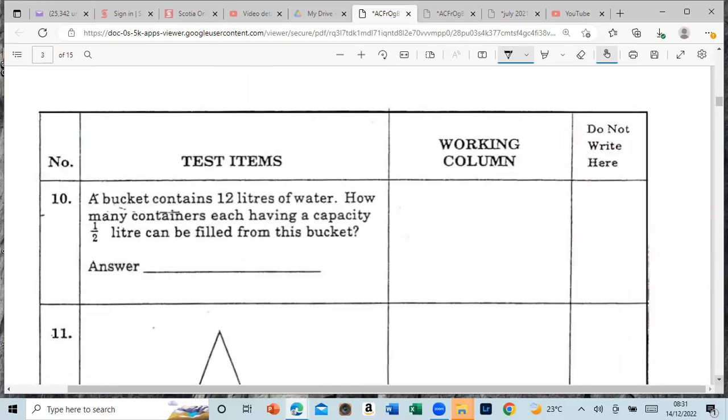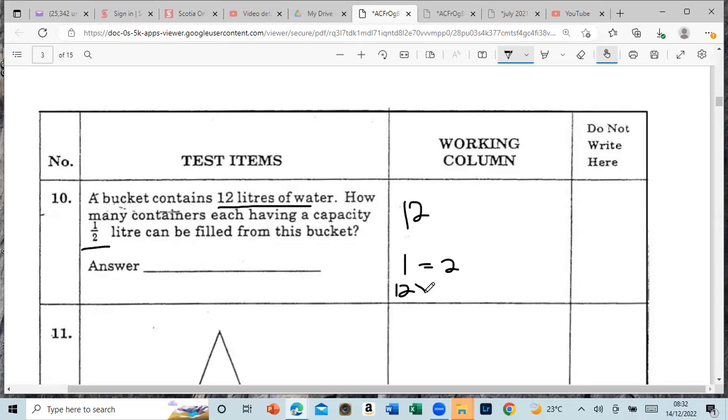A bucket contains 12 liters of water. How many containers, each having a capacity of half liter, can fill from the bucket? Now, this is very easy and very straightforward. Alright, don't have to complicate it. Half liter, right? It says a container contains 12 liters of water, so we know that it's 12. So 1 liter is gonna fill 2 containers. That's what it actually means, right? So if it's 12, we're gonna just multiply it by 2.